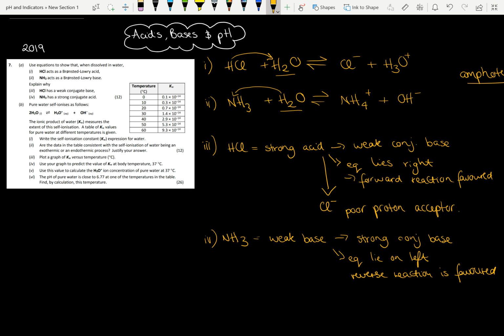Which means that our NH4+ can quite easily donate that hydrogen to revert back into NH3. So the NH4+ is a good proton donor because the equilibrium is lying on the left. So it's very likely that that NH4+ is going to donate that H+.